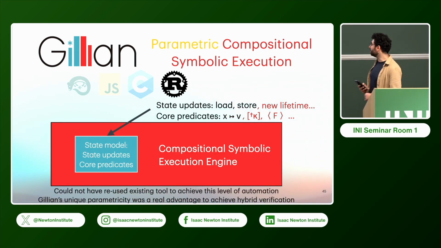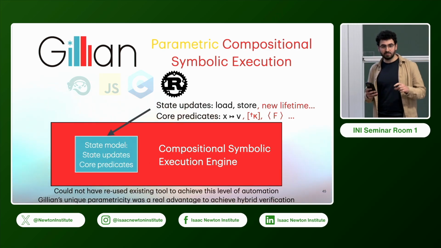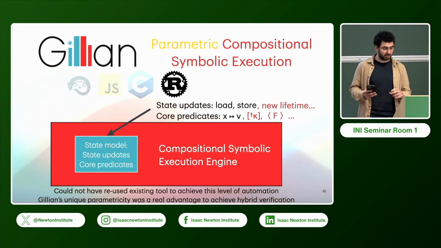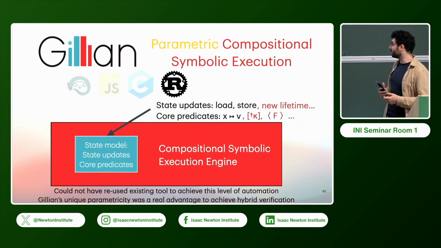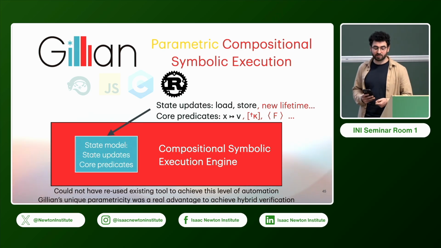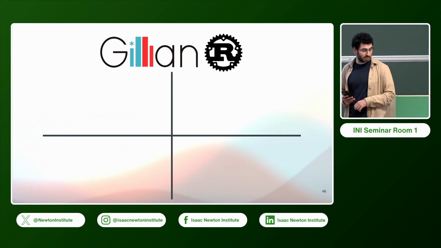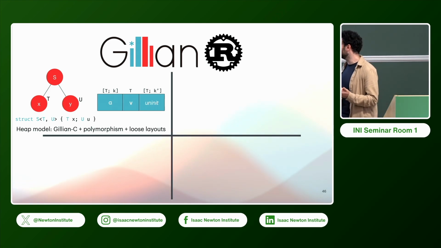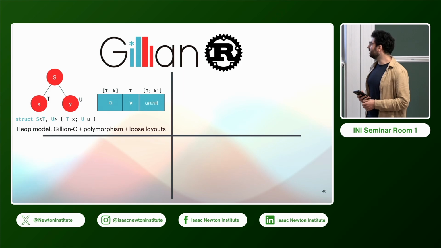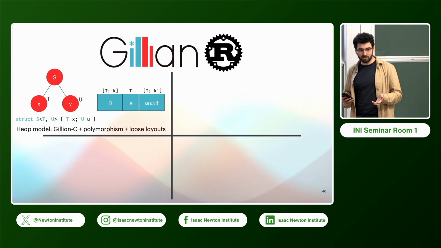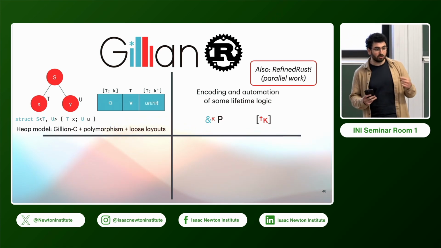So we believe that we could not have reused any existing tool to achieve this level of automation, and that Gillian's unique parametricity here enables us, thanks to this reduced scope of problem of only verifying unsafe Rust, to create tailored automation. So Gillian-Rust comes with a lot of nice goodies. First, a model of the heap that is compatible with the fact that Rust does weird things with layouts, and also compatible with polymorphism. We're encoding some of the lifetime logic and automating some of that.